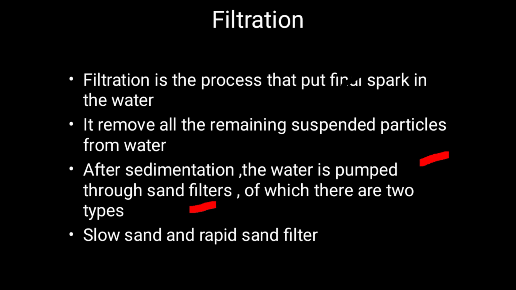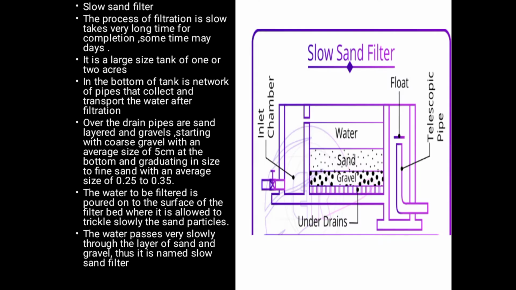There are two types of sand filter. One is called slow sand filter, and the other is called rapid sand filter. Now, what is slow sand filter? The sand filter in which the process of filtration is slow and takes a very long time for completion, sometimes days, is known as slow sand filter. Now, what is the structure of slow sand filter?